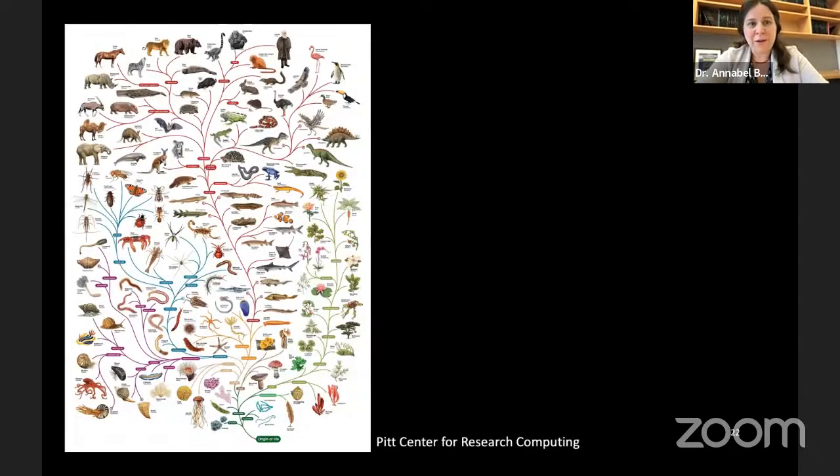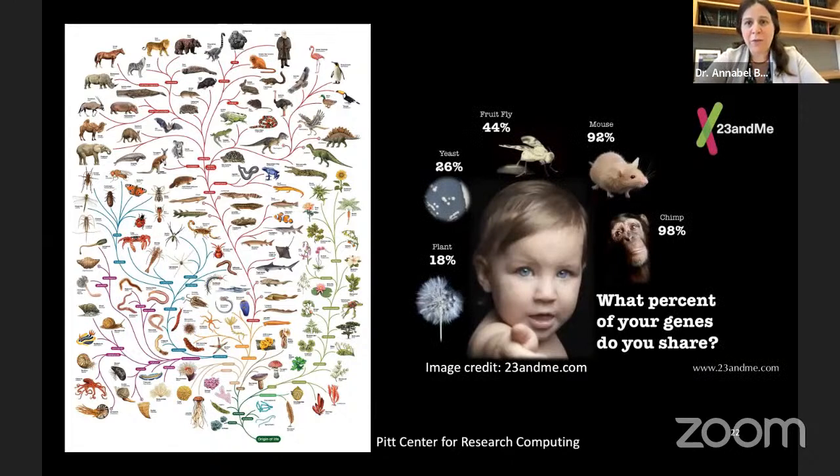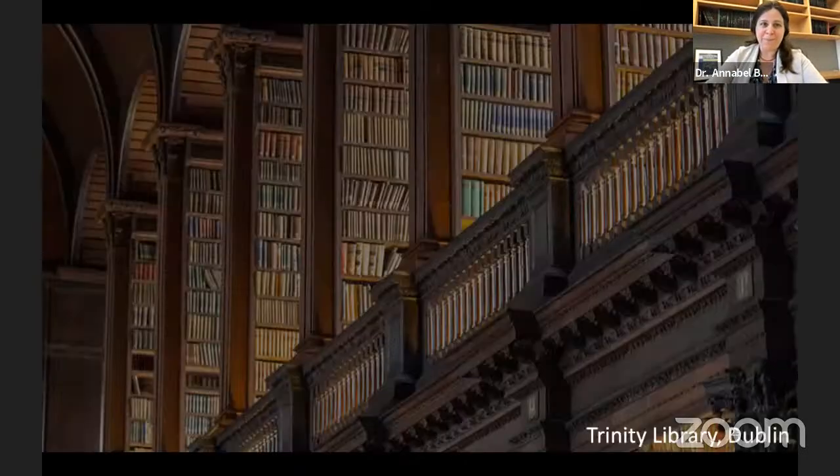Because we are all part of this incredible branching evolutionary tree of life, we actually share a lot of genes with other organisms. And by looking at genes that are in common across organisms and small alterations that have happened to them over evolutionary time, we can learn a lot about what makes particular species evolutionarily special. And this is an icon from 23andMe where you can think about what percentage of your genes you actually share with other species. And maybe it makes sense, okay, we share like 98% with chimps, but you also share about 18% with plants. So some of these genes go really deep back on this evolutionary tree.